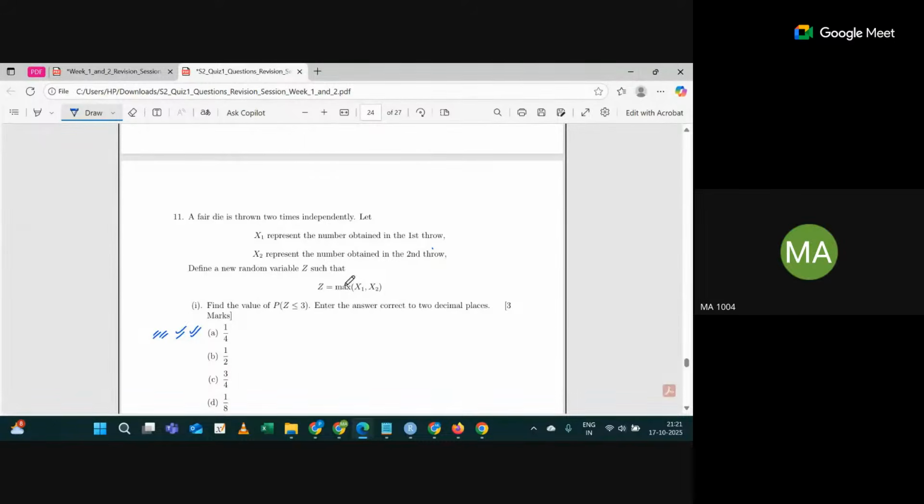Yes. Okay, so if x1 represents the number obtained in the first throw, what are the possible values x1 can take? 1 to 6. Very good. What about x2? Again 1 to 6, right? Now see here it's also mentioned independently, so x1 and x2 are independent. The question is z is defined as maximum of x1, x2. You have to calculate the probability of z less than or equal to 3. So this means the probability that the maximum of the outputs of x1 and x2 is less than or equal to 3, right?